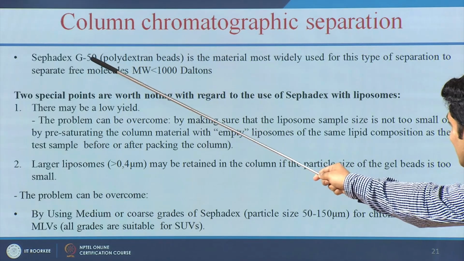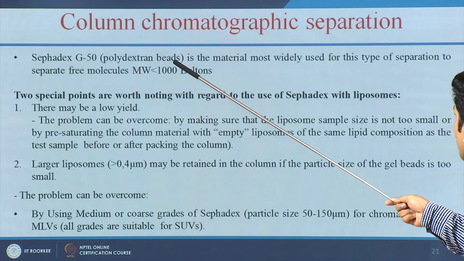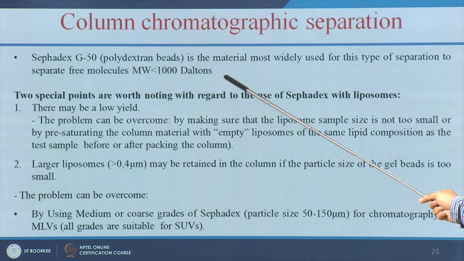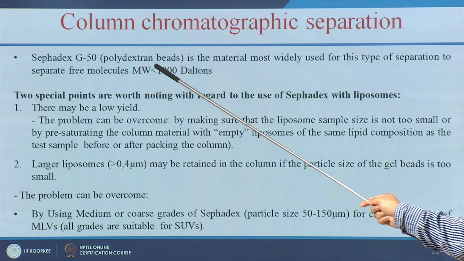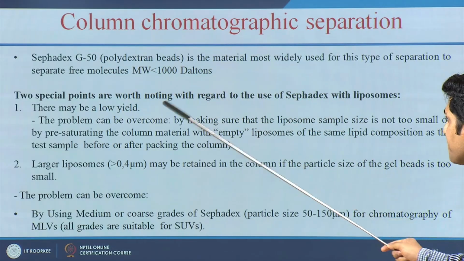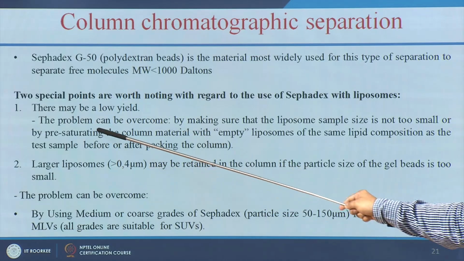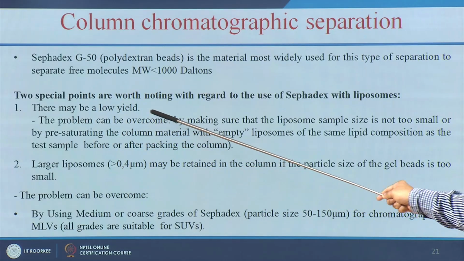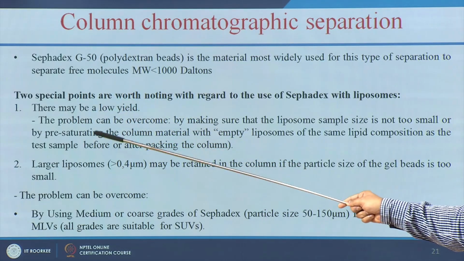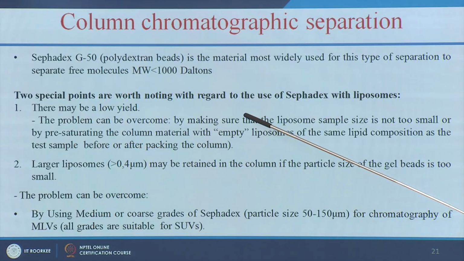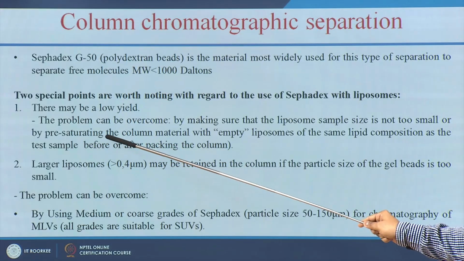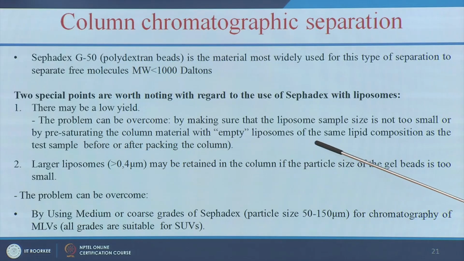Here we will be using Sephadex G50, it is polydextran beads, and the molecular weight cutoff is 1000 Daltons. When you use this Sephadex column, you have to consider two important points, that is, there may be a lower yield. So this problem can be overcome by making sure that the liposome sample size is not too small, or the column can be pre-saturated with the empty liposomes.